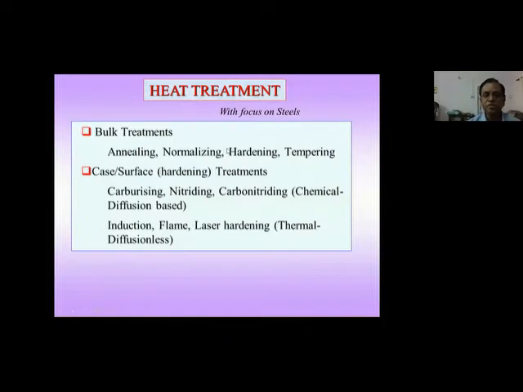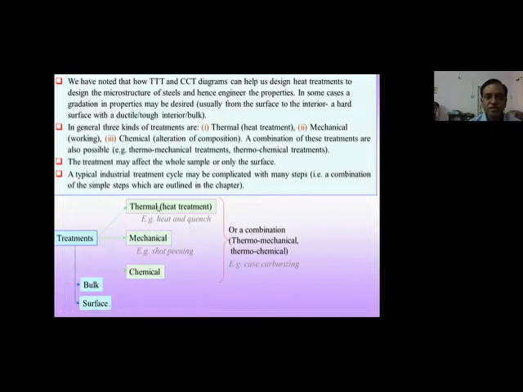Once this forging part is over, now I will explain a little bit regarding heat treatment in more detail. For heat treatment, there are bulk treatments called annealing, normalizing, hardening, and tempering. And there are certain case and surface hardening treatments also, like carburizing, nitriding, carbonitriding, which are chemical diffusion based, or induction hardening, flame hardening, laser hardening, which are thermal based. So these are the thermal treatments, either bulk or surface treatment.